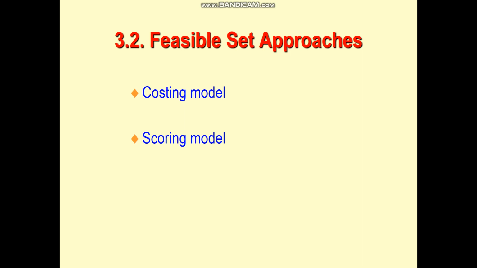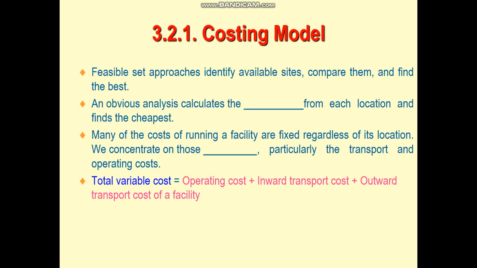In the last lesson, we already finished studying the infinite set approach. And today we will learn about the feasible set approach. We will go through two main models. The first one is the costing model and the second one is the scoring model.